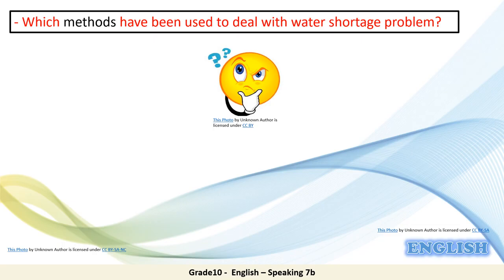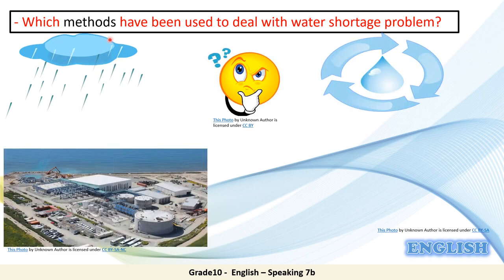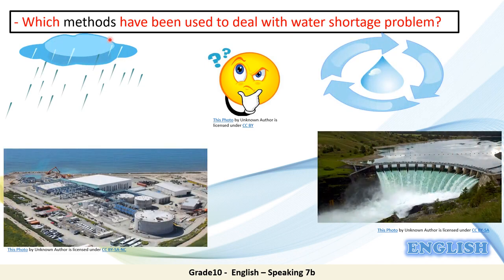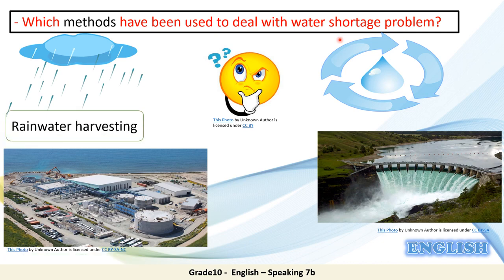Now that we are done with the reasons of water shortage, what are the methods that have been used to face this problem? The pictures below will help you guess. Please pause the video and think about the answer. Let's correct. What do we have in picture number 1? It's rain. This method is called, very good, rainwater harvesting.